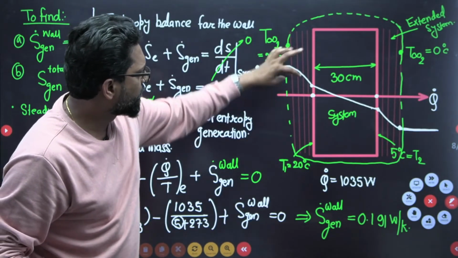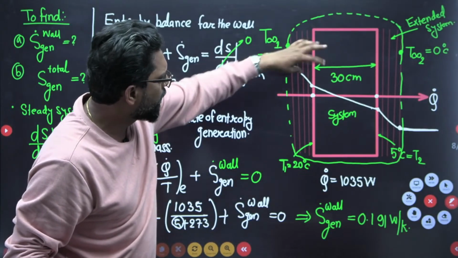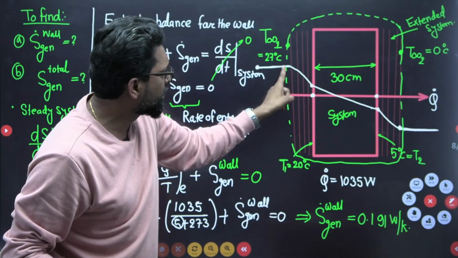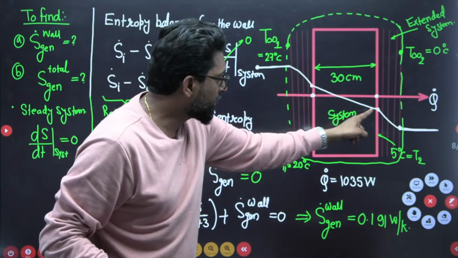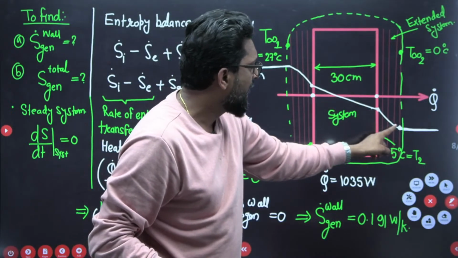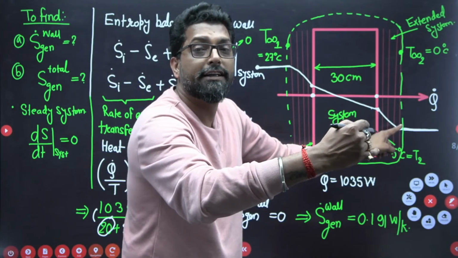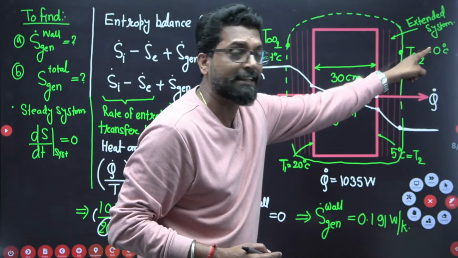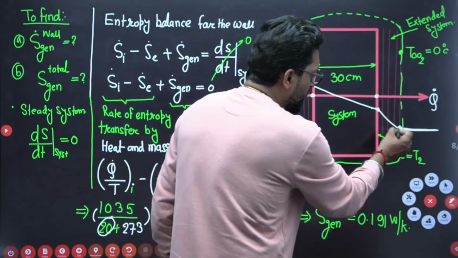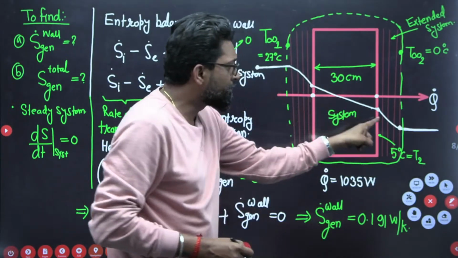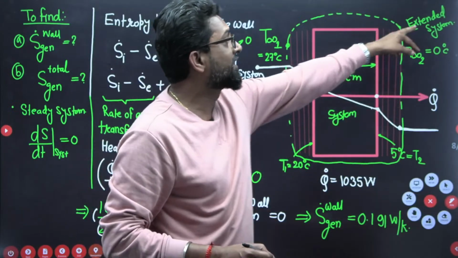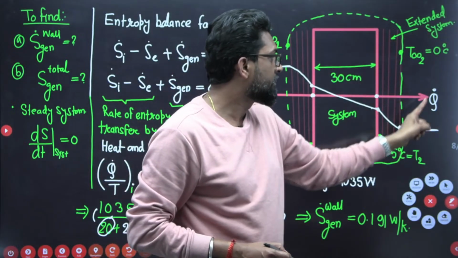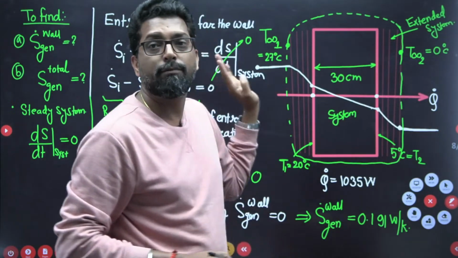See, near the wall, the temperature is not 27, not 20. It is between 27 and 20. Near the wall the temperature is 5 degrees, and a little bit nearer to this surface it is 0 degrees centigrade. So in this region there must be a temperature gradient. Where the temperature gradient exists, that is called the extended system. After that the temperature is the same, 0 degrees. Before that the temperature is the same, 27 degrees.